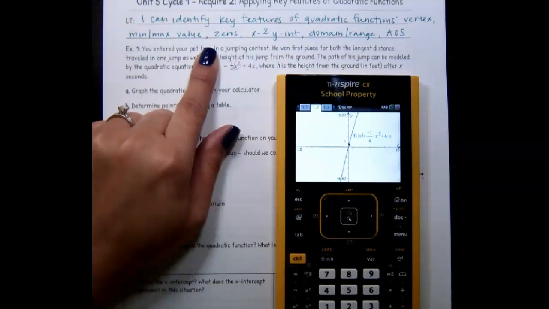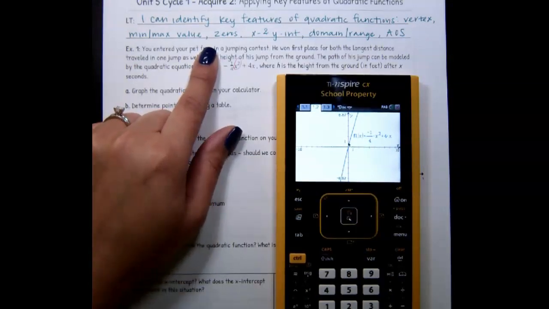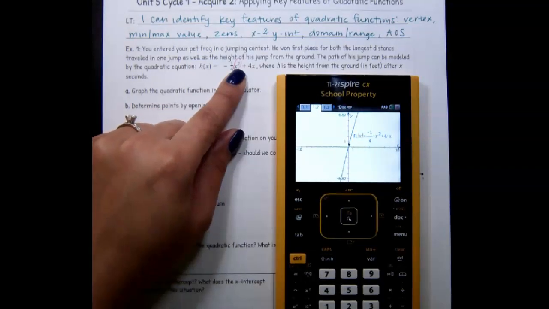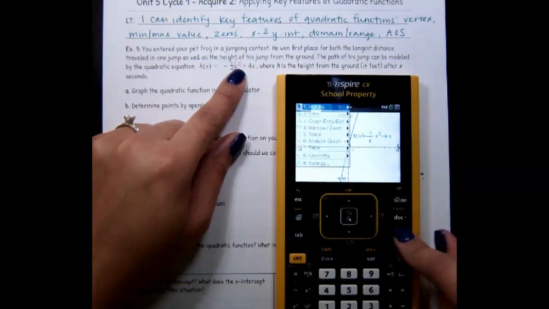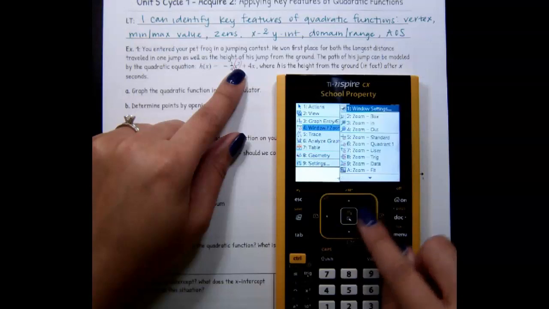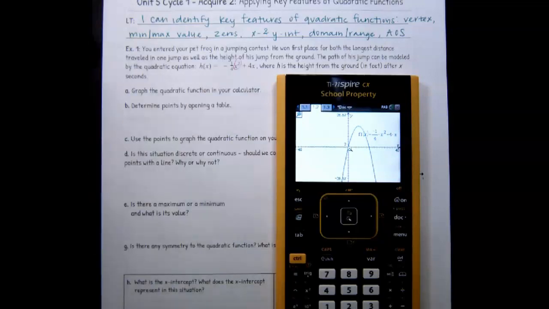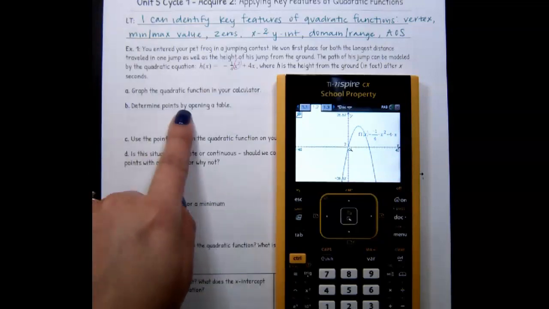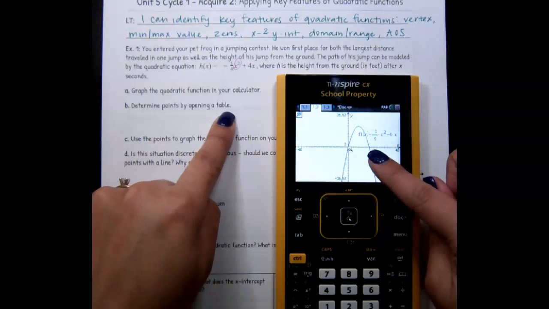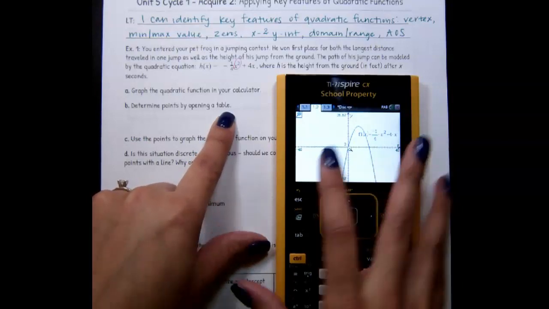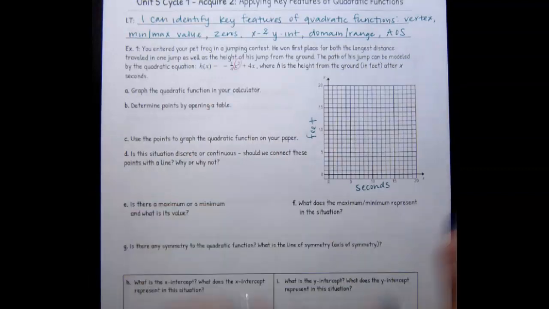Now, it looks like just a straight line, right? But we know that it has to be a parabola because we have x squared. So I'm going to zoom out to see if that makes it look any different. So menu, window zoom, zoom out. Click it a couple times and there we go. There's our parabola. So it says determine points by opening a table. So we know it's a parabola. Now I want to find the points from the calculator to be able to graph it onto my paper.